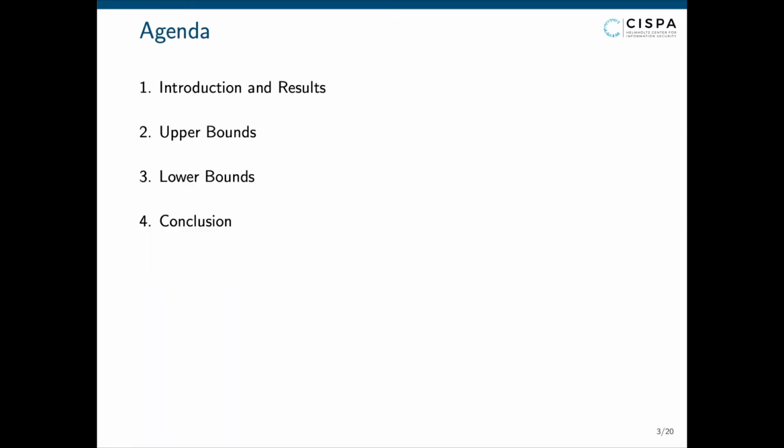So today I'm going to give a short introduction and show the results of the paper, then give an example for an upper bound and an example for the lower bound.